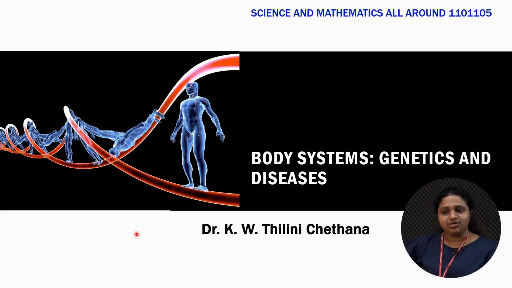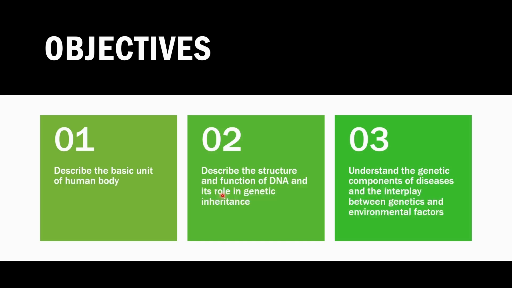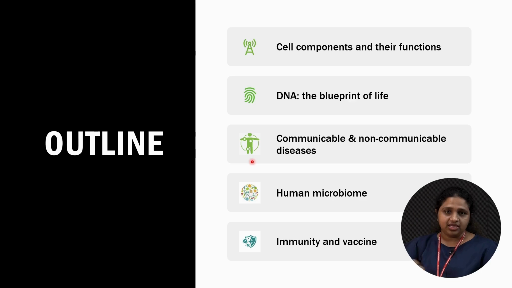Our first topic today is about body systems, genetics and diseases. At the end of this class, you will be able to describe the basic unit of the human body. You will be able to describe the structure and function of DNA, its role in genetic inheritance, and understand the genetic components of diseases and the interplay between the genetic and environmental factors. Now let's start our lecture.